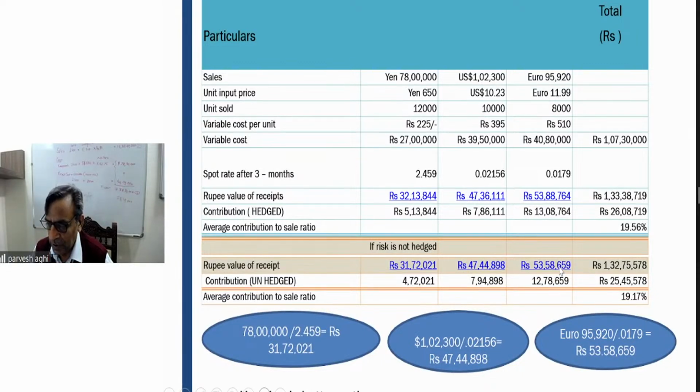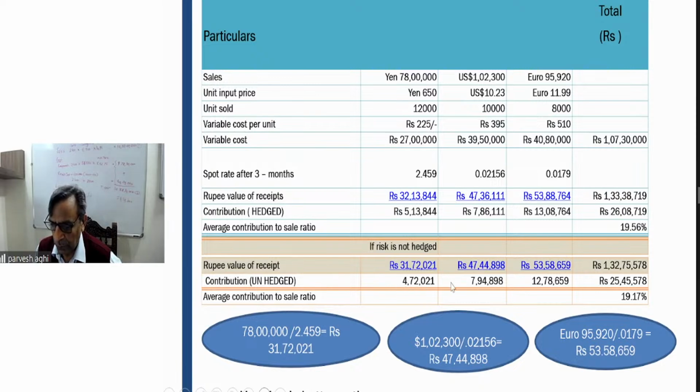So all the rupee sales have changed because of the exchange rate. His overall revenue, which was coming to 1 crore 33 lakhs 38,000, has gone down to 1 crore 32 lakhs, because the foreign currencies have appreciated overall. Now the contribution has also come down from 26 lakhs to 25 lakhs.